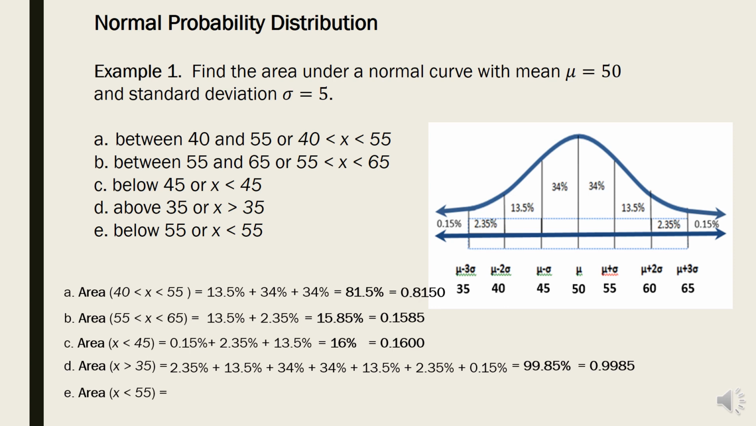Then we have the area below 55. So these are the regions below 55. We have 0.15% plus 2.35% plus 13.5% plus 34% plus 34%. The result is 84%, or that is equivalent to 0.8400.